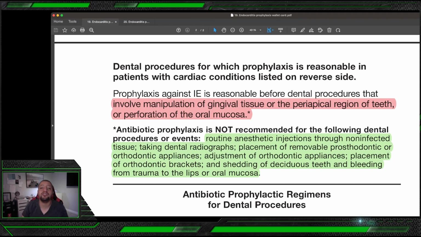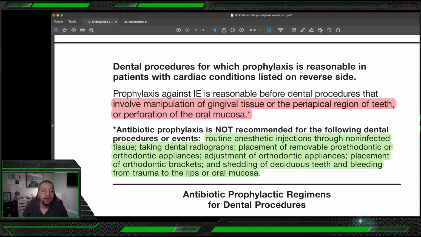And then you're gonna think this is too much. So here he says antibiotic prophylaxis is not recommended for the following dental procedures. Routine anesthesia injection through non-infected tissue. I don't know, we don't inject through infected tissue, but anyway. Taking dental radiographs, placement of removable prosthodontic or orthodontic appliance, adjustment of orthodontic appliance, placement of orthodontic brackets, shedding of deciduous teeth, and bleeding from trauma to the lip or oral mucosa. So these, as mentioned clearly here, are not reason enough or justification for giving the patient antibiotics.